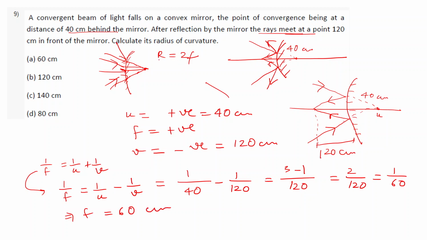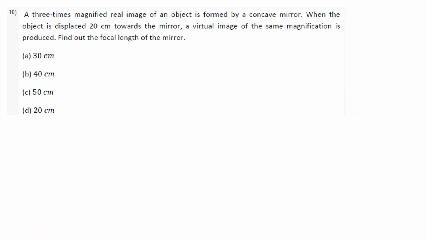So we have to be careful. Focal length is 60, but we need to calculate the radius of curvature, which is 2 times 60 centimeter. That means it's 120 centimeters. So 120 centimeters is the correct answer. I think we have one more last question. Let's finish this.